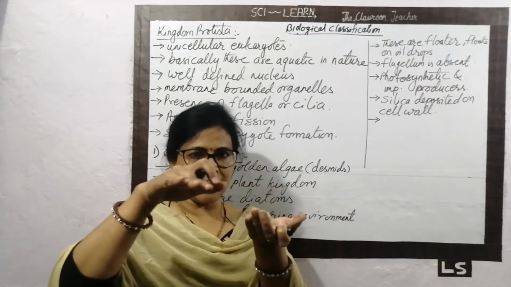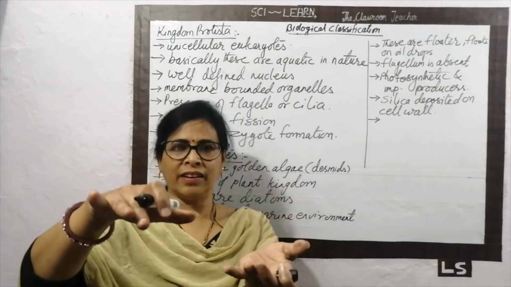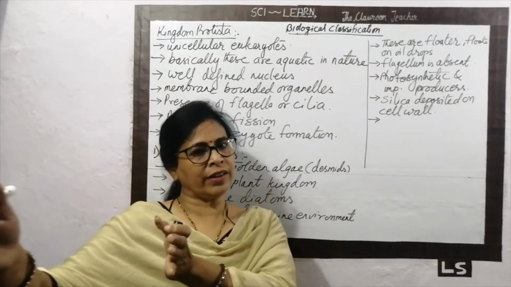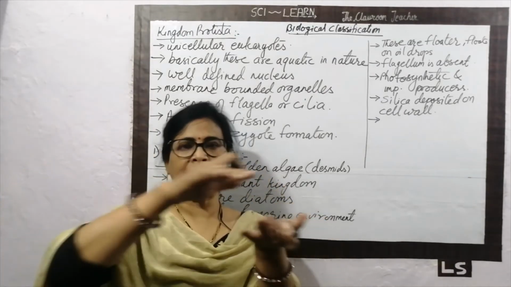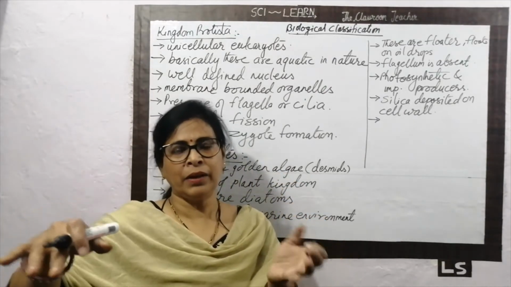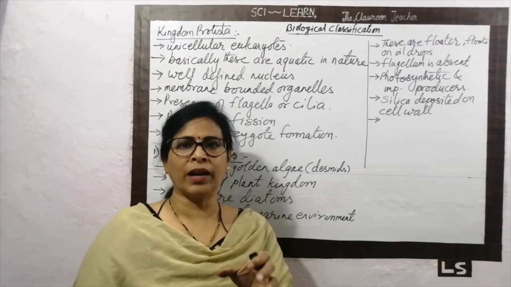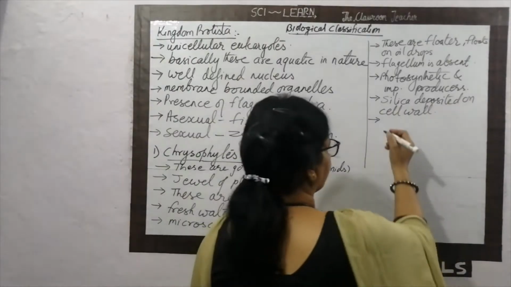So they form one layer, then another layer, then another layer. They live in a colony. Different types of diatoms are there. One layer of the diatom, then a second layer of the diatom, then a third layer of the diatom. In this way, they form the diatomaceous earth.